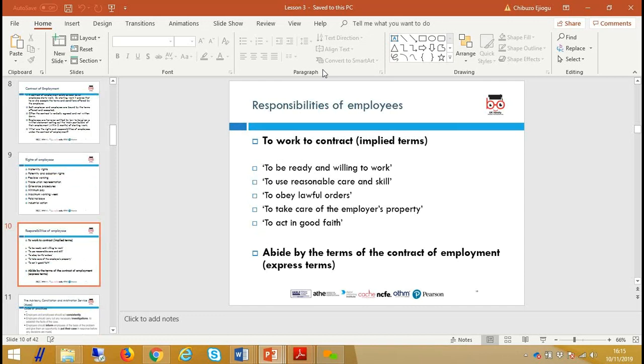And we also have what we call implied terms and express terms. So express terms are things specified in your contract of employment. We expect you to work for 40 hours a week and you are paid $1,000 per month. Those are express terms. We expect you to have 20 days annually. Those are express terms and are very clear. But you are also bound by what we call implied terms. These are terms that are assumed into your contract.